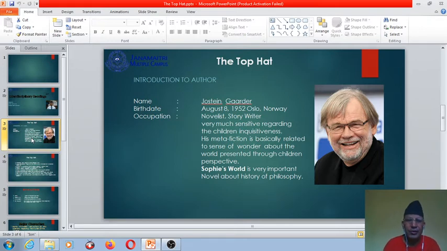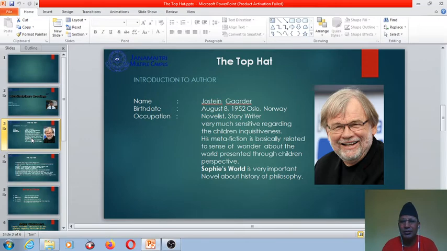Today the topic we are going to study is The Top Hat. The Top Hat is the second chapter from Sophie's World. Sophie's World is a very significant book regarding the study of philosophy, because it has integrated the philosophical topics from Plato to modern philosophy.